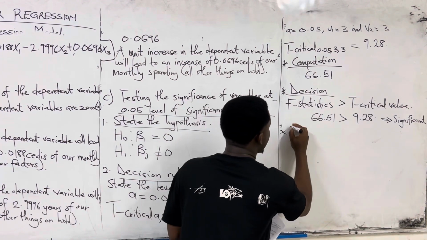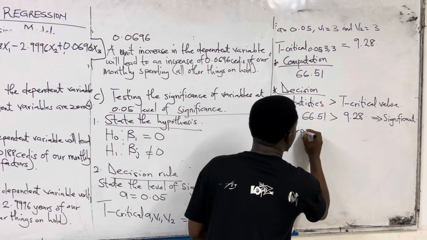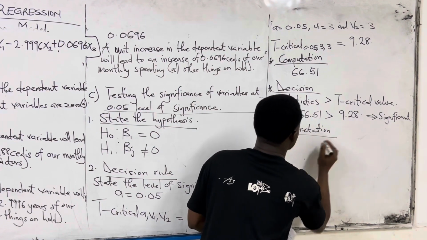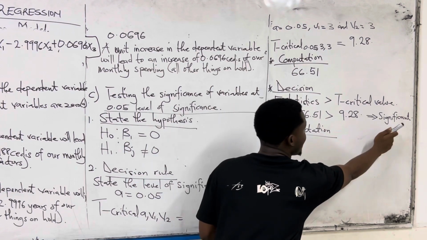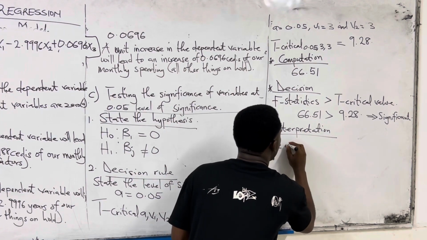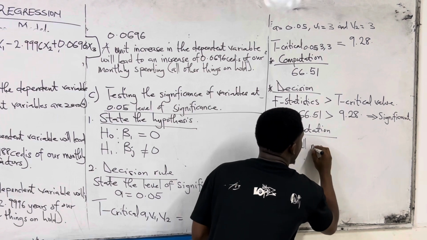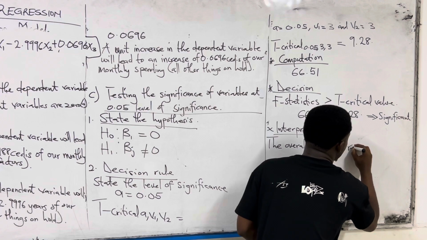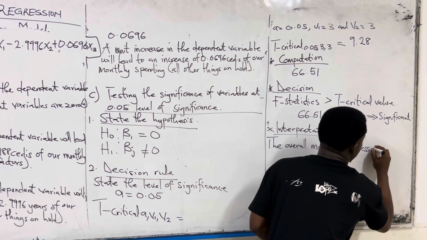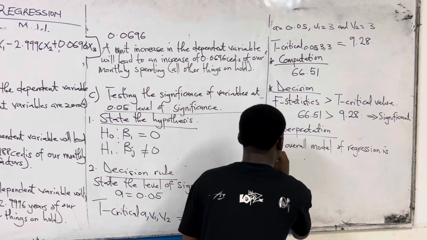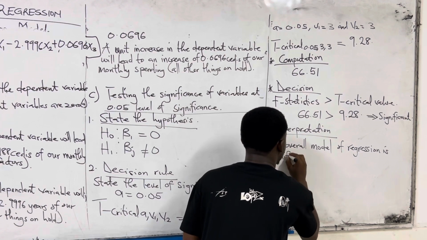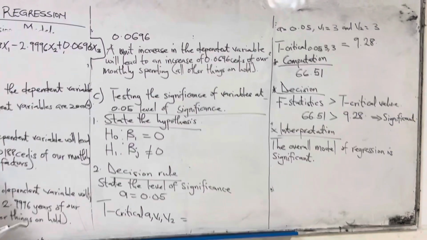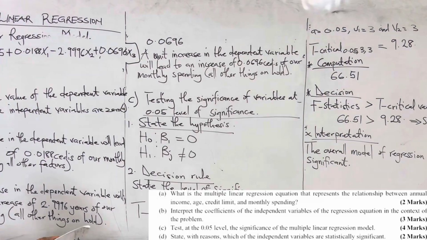Now, the next thing is interpretation. We have made a decision, so we have to interpret it. We interpret it by saying that it's significant. So the overall model of regression is significant. This is question C. So with question C, we are done with it.